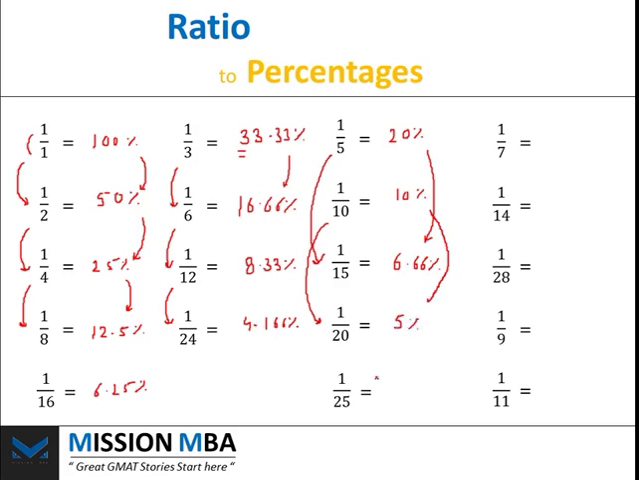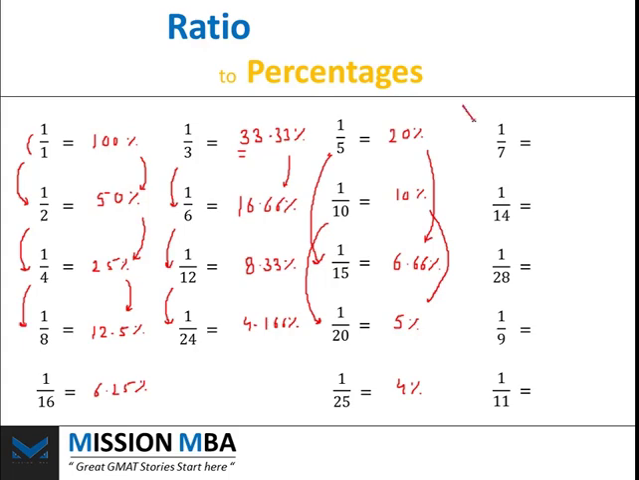And 1 by 25, guys, it's quite simple. You are dividing this 1 by 5 by 5. So divide 20 by 5, which is 4%. You can quickly calculate these. Now, these ones were easy and you can handle them. You can pause the video, learn them, and you can learn the trick of how I approach them.